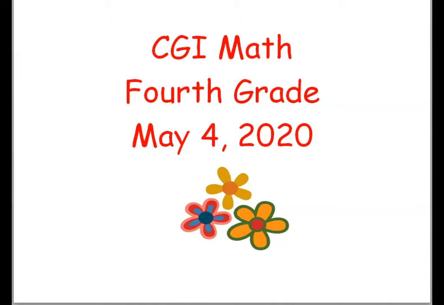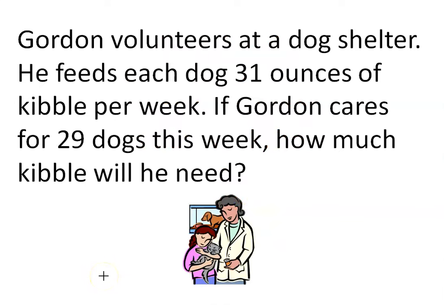This is your CGI Math word problem for Monday, May 4th, and it has to do with something close to my heart, dogs. So we have a boy named Gordon who works at a dog shelter, and he has to feed the dogs each week. Gordon volunteers at a dog shelter. He feeds each dog 31 ounces of kibble per week. If Gordon cares for 29 dogs this week, how much kibble will he need?